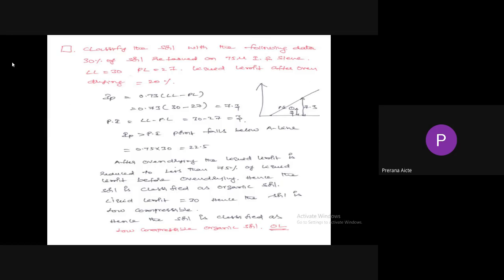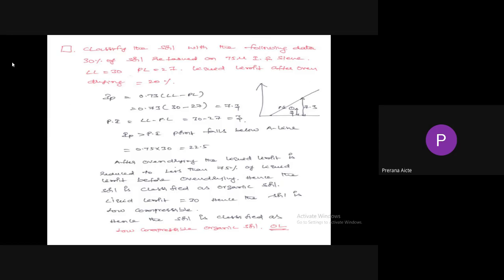So 30 minus 27 equal to 3. Plasticity index is equal to liquid limit minus plastic limit, so 30 minus 27 equal to 3. So the height of the A line is greater than the plasticity index, so the point falls below the A line. So it may be organic soil, it may be silty soil.